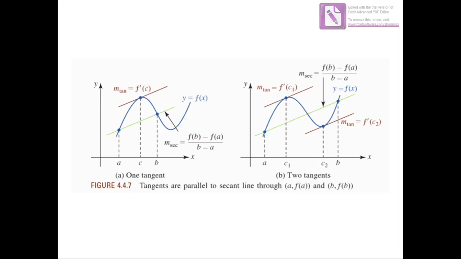C. نفس الطريقة في المين فاليو ثيرم، أحيانا تكون عندنا C واحدة، اللي هي الديريفيتيف للفانكشن عند النقطة C تساوي الديريفيتيف للسيكنت لاين، وأحيانا تكون عندنا أكثر من نقطة، يعتمد على الفانكشن.